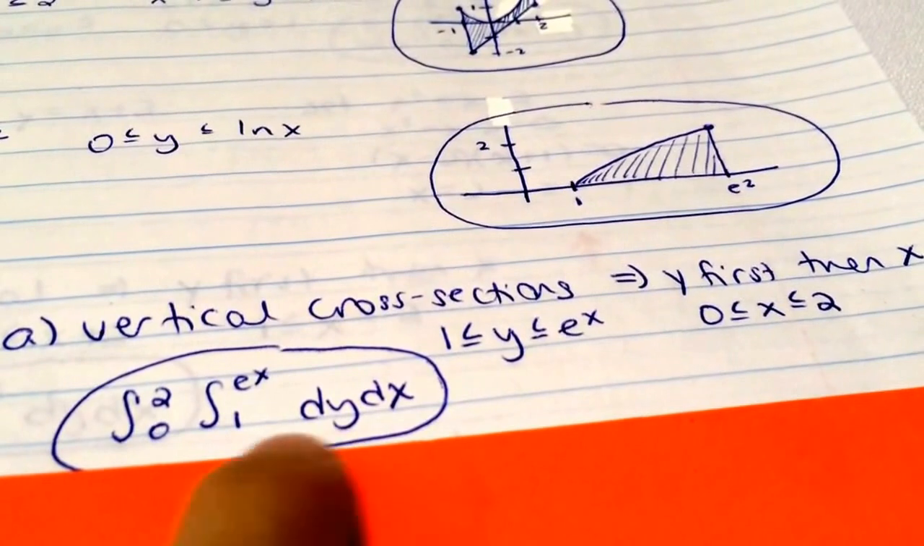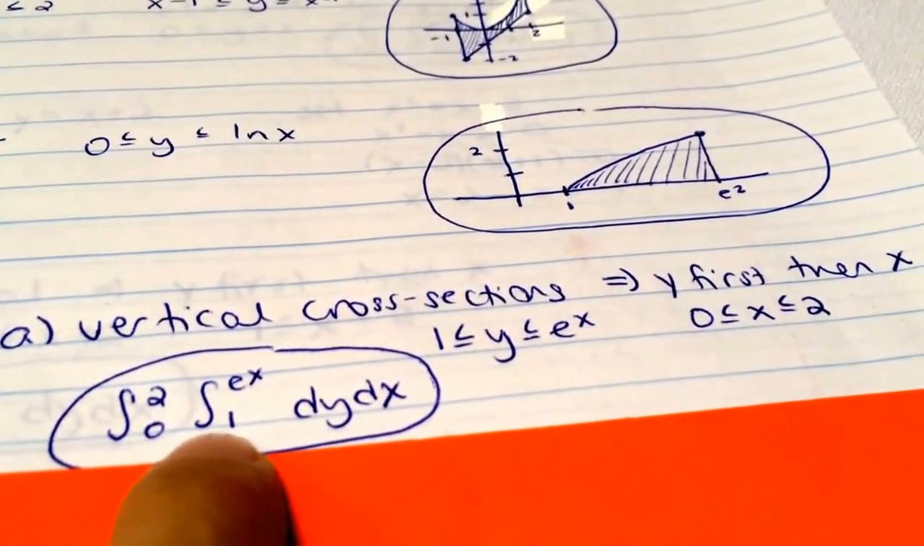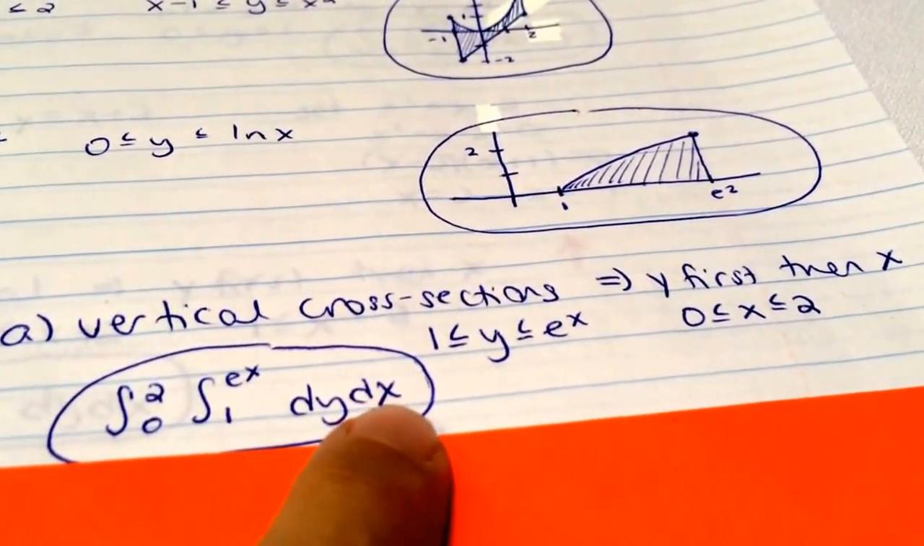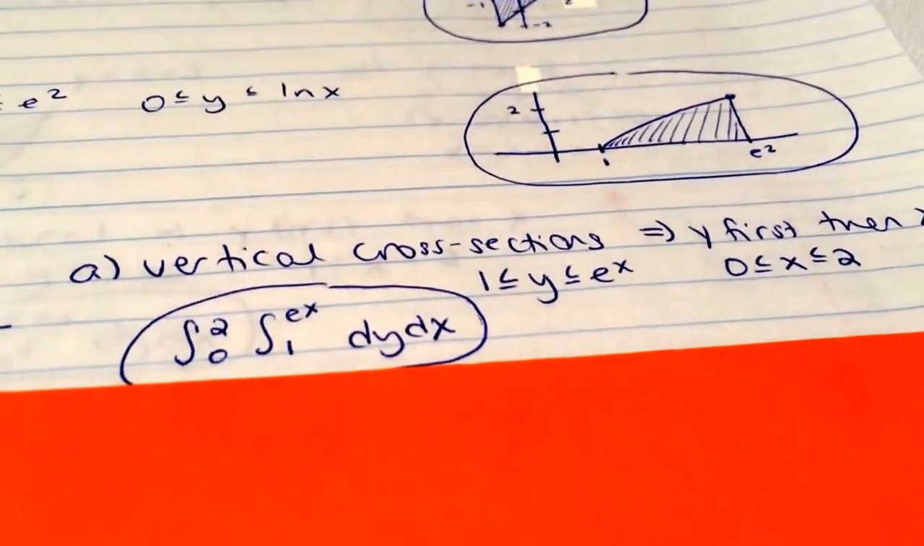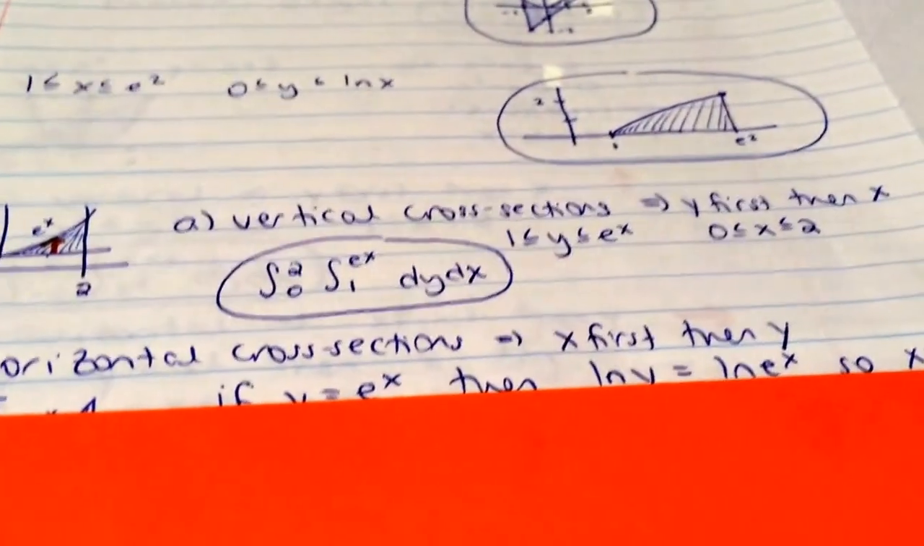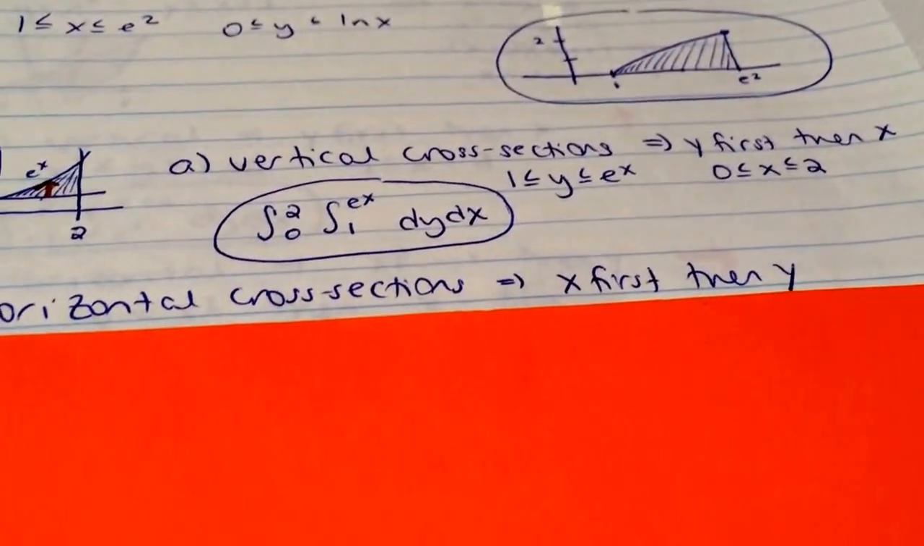So inside is y. Here are my bounds on the y: smaller one on the bottom, bigger one on the top. And then x is on the outside and it's between 0 and 2. Okay, so that's for vertical. All right, horizontal, you're going to do x first and then y.